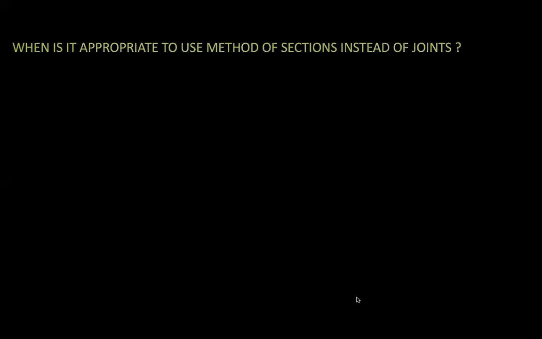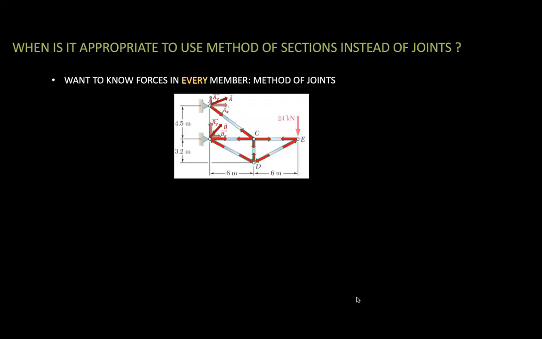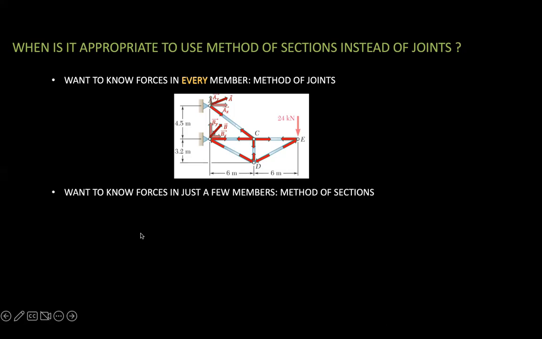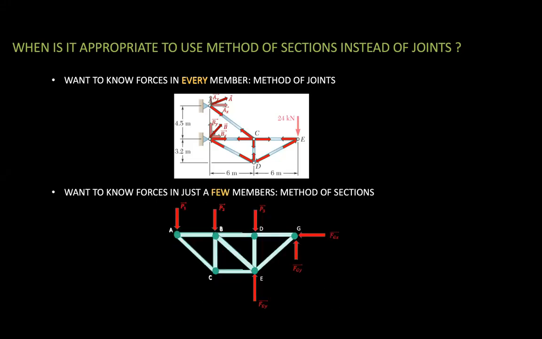So basically, when is it appropriate to use the method of sections instead of the method of joints? When we want to know the forces in every member, we can use the method of joints, like in this problem over here where we wanted to find the forces in each of the members, CE, DC, DB, BC, and AC. When we want to know the forces in just a few members, we can use the method of sections, like in this example over here, where we only wanted to know the forces in the member BD.